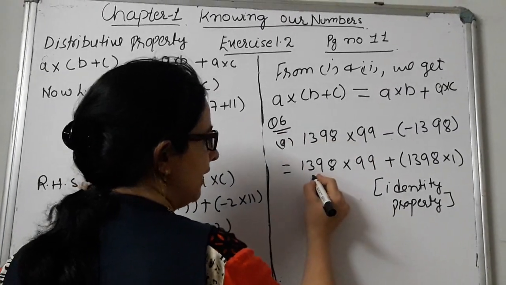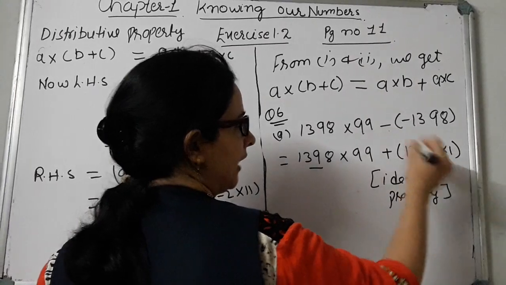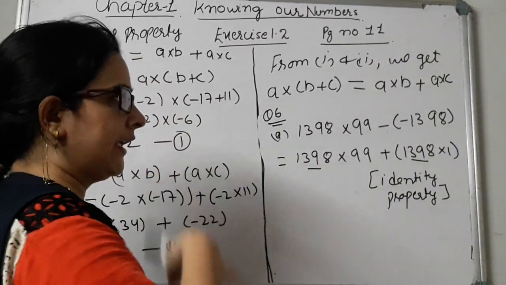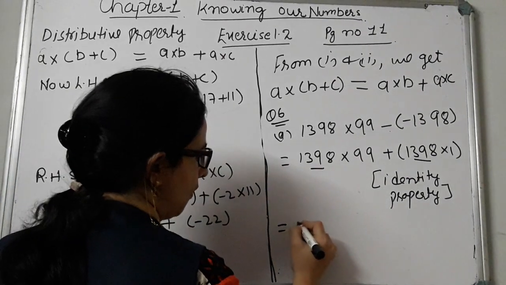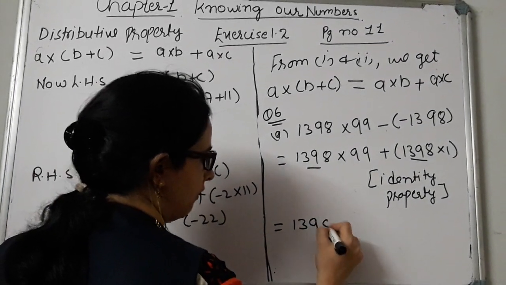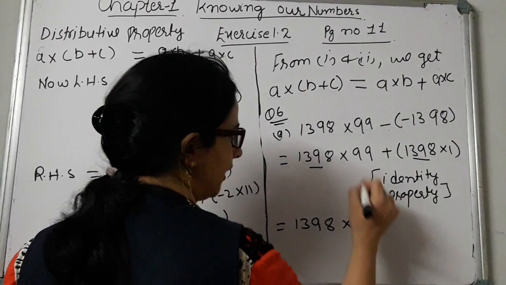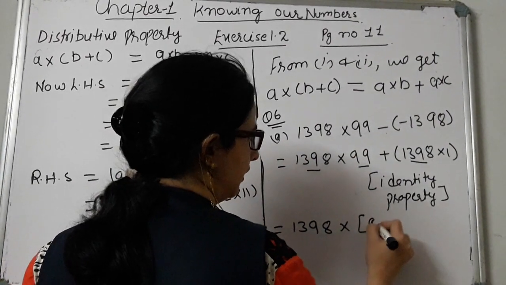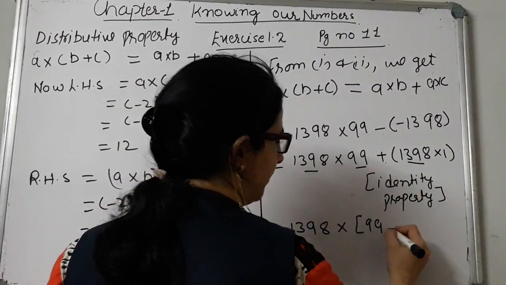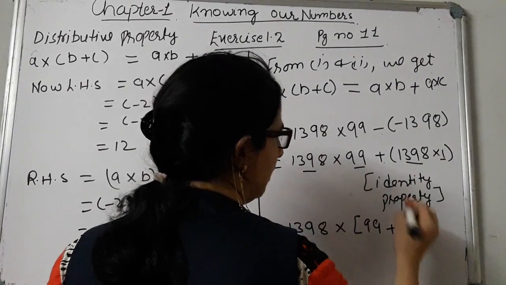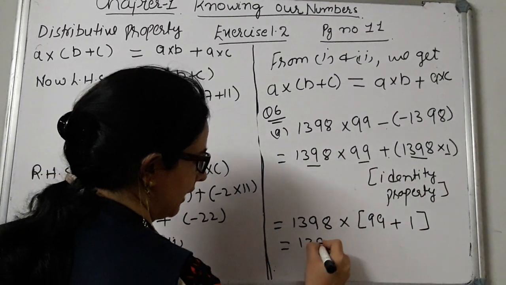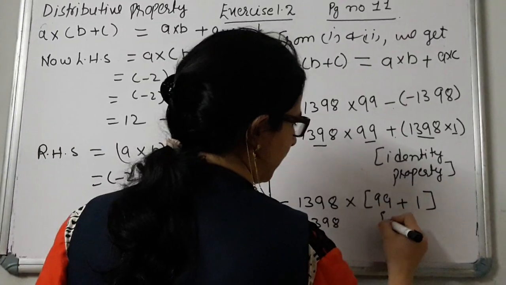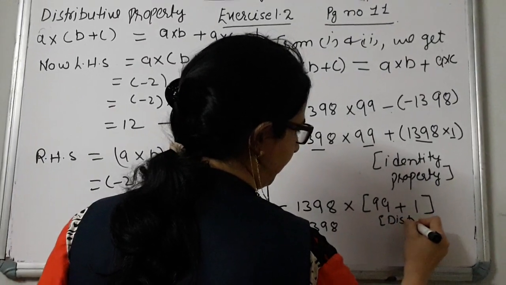Now here we will see 1398, 1398. Both are common, so we will take it out using distributive property of multiplication. So 1398 is taken out, into what is remaining here? 99. And plus in between, what is remaining here? 1. It becomes 1398 into (99 + 1). Here we are using distributive property.